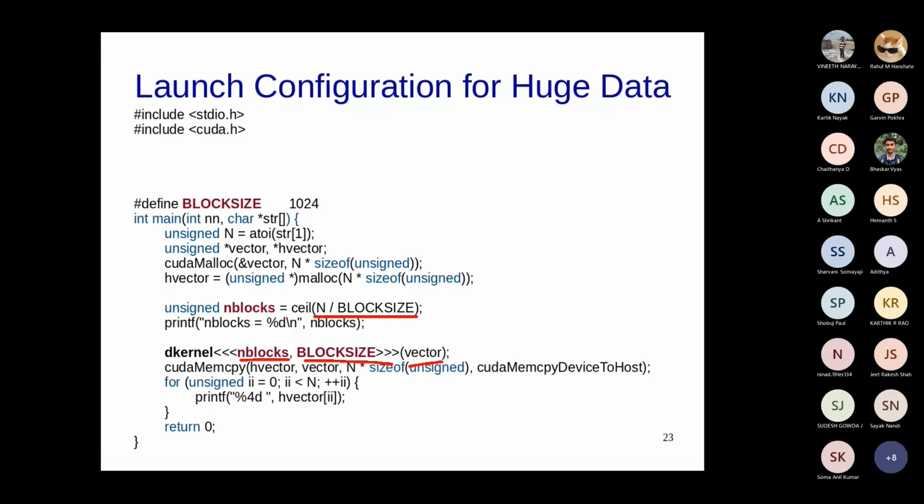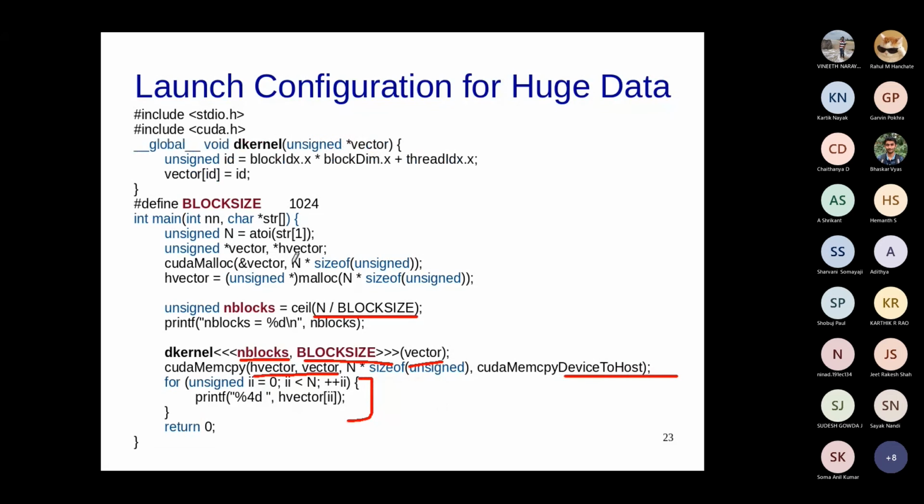And finally, I copy it back from device to host, from the vector to the host vector, and I process it further, where in this case, I'm just printing it, right? So the code for the kernel essentially is: compute the unique ID and then vector of ID equals it. Is that okay? Any questions on this code?